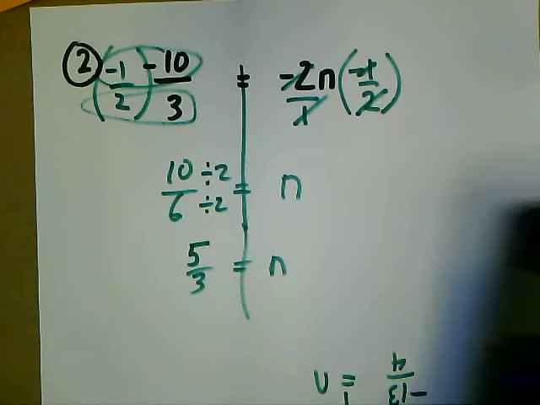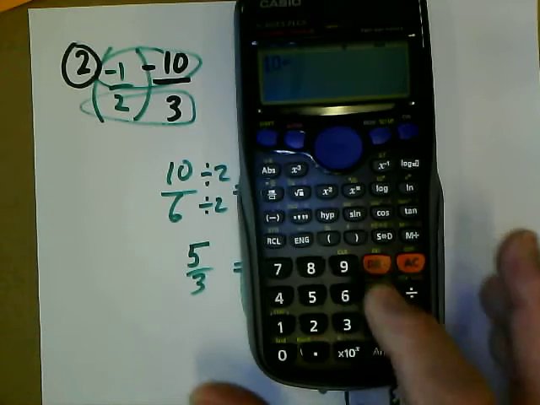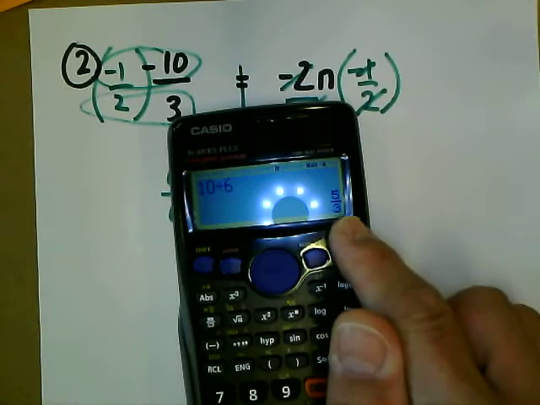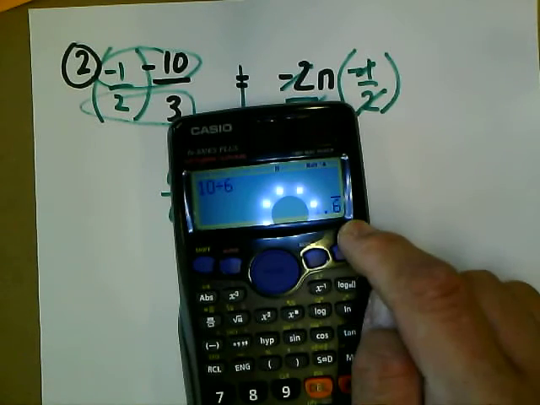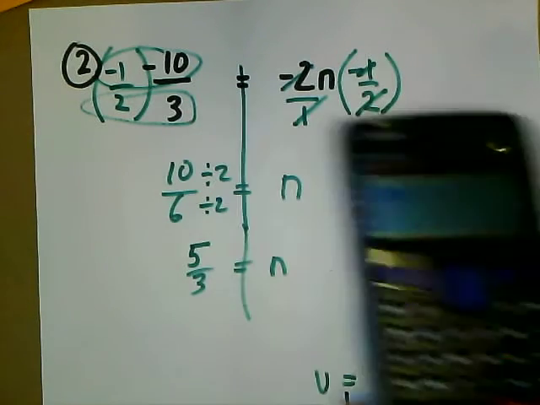Or punch it into your calculator if you have a calculator that will do those fractions for you. This one also, you can just put 10 divided by 6, and my calculator gives it the fraction. Yours will probably look like this, with 1.6666 and going on. We'll do 2 more with you.